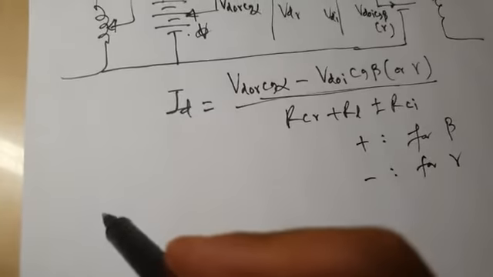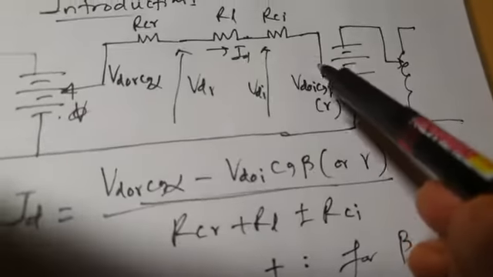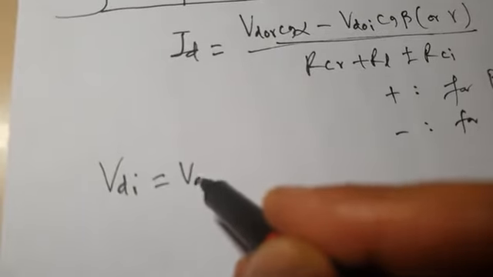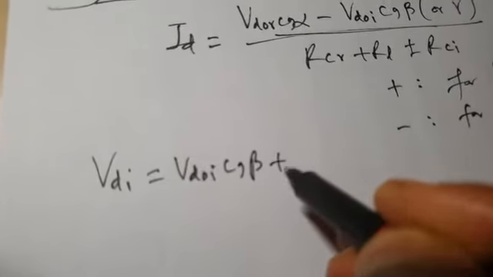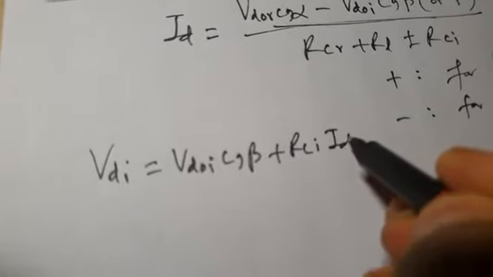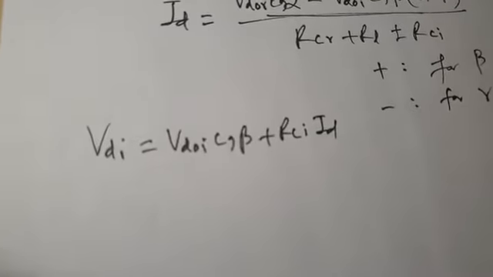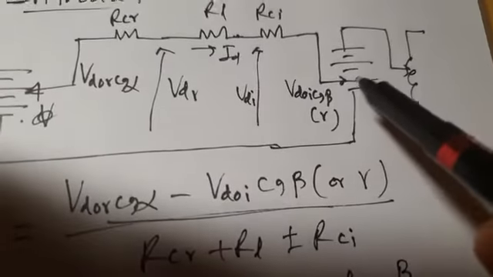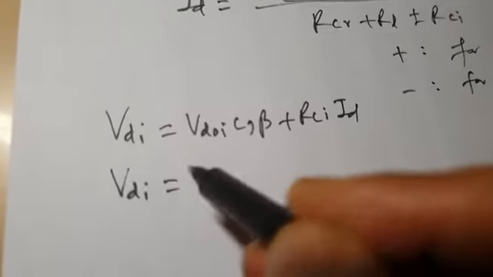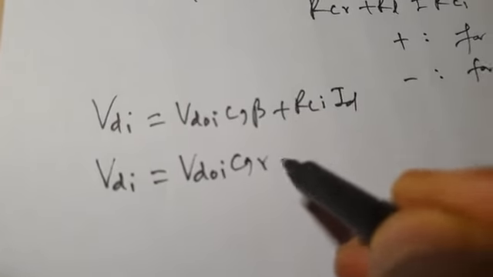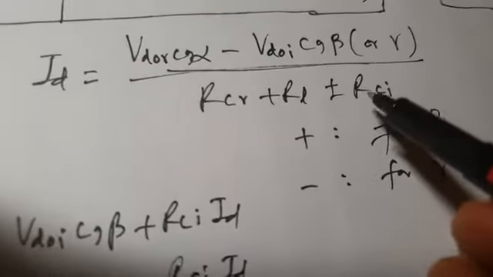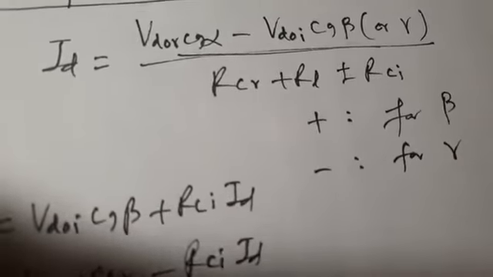If you remember, because if you draw the equivalent circuit of inverter side in terms of beta, then your VDI is VDOI cos beta plus RCID. You have to go back to the equivalent circuit. Just recall what we have already done. And if you are modeling this equivalent circuit of inverter in terms of gamma, then your inverter average output voltage will be VDOI cos gamma minus RCID. In that case, this RC will be minus RC. That's what I have written here. It will be plus RC for beta and minus RC for gamma.